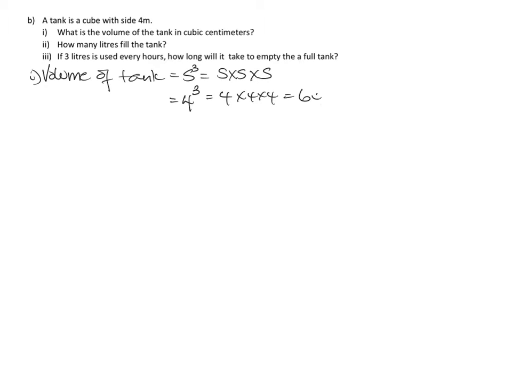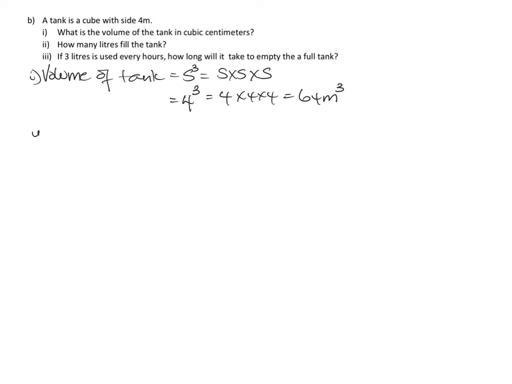In part B, we have a tank that's the shape of a cube with a side 4. The first part asks us for the volume of the tank. So we know that the volume of the tank, part 1, will be side cube, which we know is side by side by side. And in this question, it told us side is 4, so we're looking at 4 by 4 by 4, which gives us 64 meters cubed.